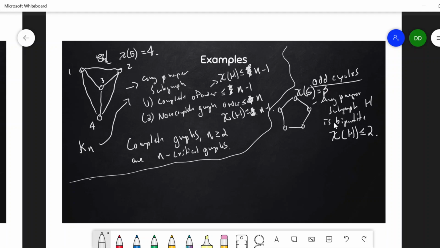And so this tells us that odd cycles are 3-critical. Chromatic number 3, any proper subgraph has chromatic number less than 3. Now actually, we can say more here. Not only are all odd cycles 3-critical, but actually any 3-critical graph is also an odd cycle.